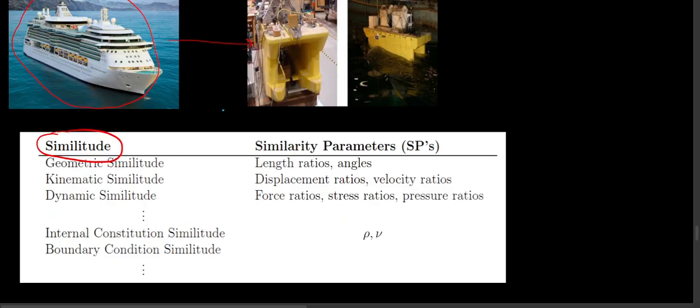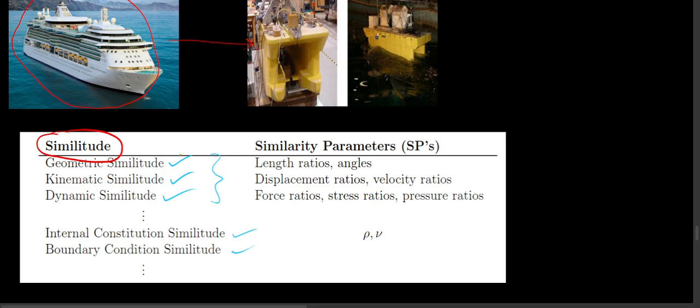So there are a couple of different similitudes. For example, there is geometric similitude, there is kinematic similitude, there is dynamic similitude, and if you go on, you have internal constitutional similitude, boundary condition similitude, and so on. But for our purposes, we'll just focus on these three main types of similitude and what are the similarity parameters which we need to consider.